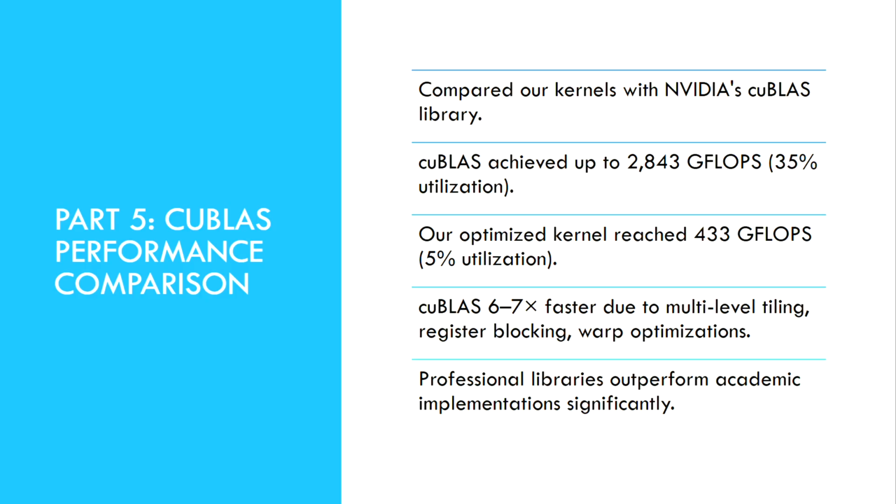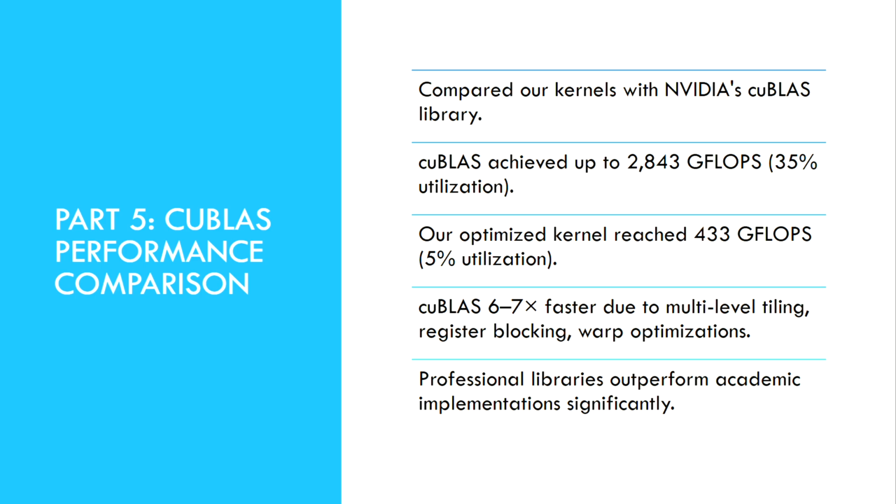Part 5 comprises the cuBLAS performance comparison. We compared our kernels with NVIDIA's cuBLAS library. cuBLAS achieved up to 2843 gigaflops, which is 35% utilization. Our optimized kernel reached nearly 433 gigaflops, which is 5% utilization.